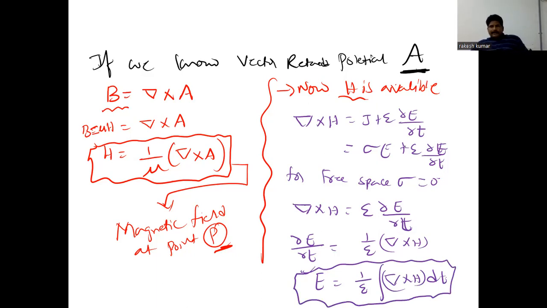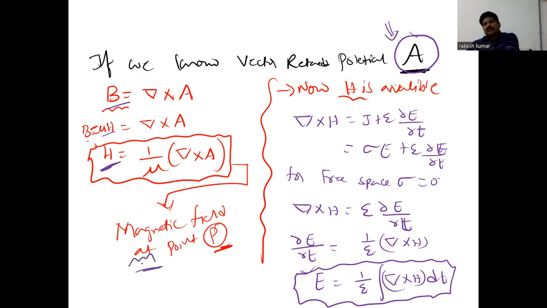Okay, so these are the standard steps for calculating the electric field or magnetic field for any current element at point P. The known thing is the vector potential A. Once we know A, we know that B is equal to del cross A, and B is equal to mu H. So how will we obtain H? H is equal to 1 by mu times del cross A. So now we have got the magnetic field.